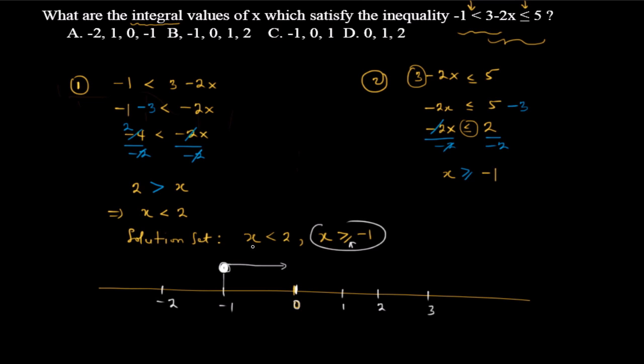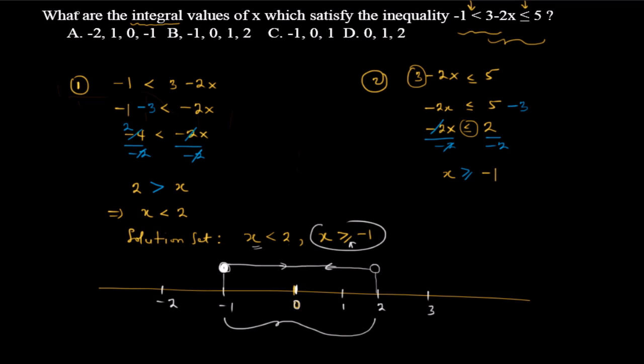Now the next inequality says x is less than 2, but not equal to 2, because there is no equality sign here. So this time I'm not going to shade this, because I've been told that x is not equal to 2, but less than 2. So it goes in this direction. Definitely they are going to meet. So the values of x that satisfy these two inequalities lie between here and here.